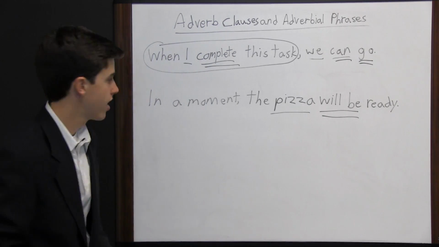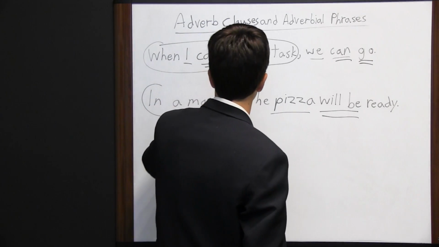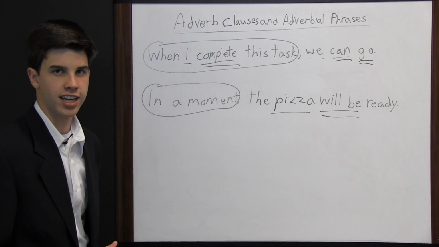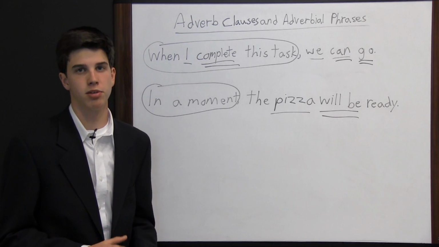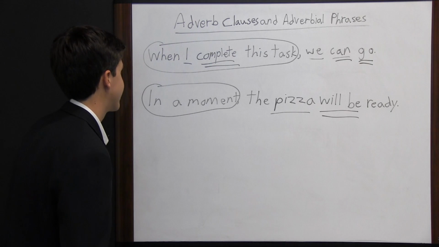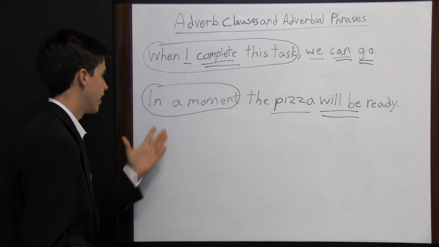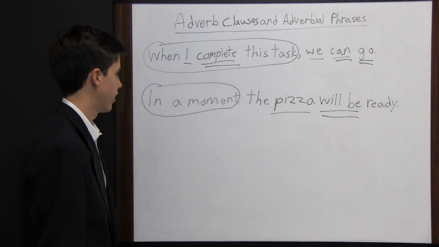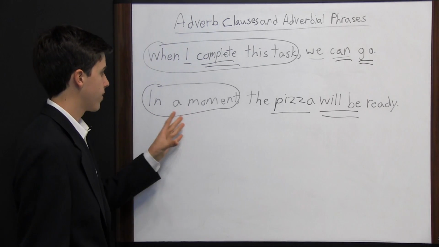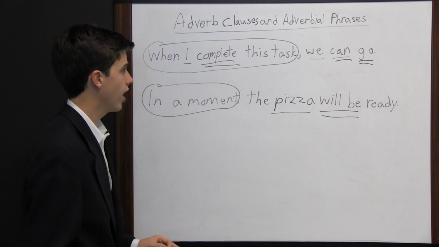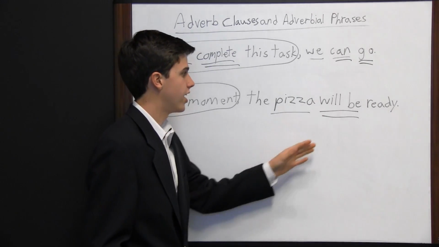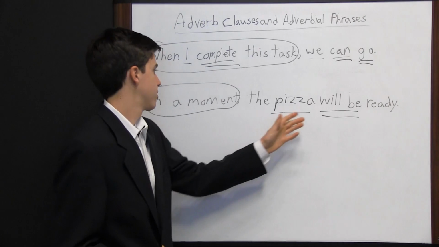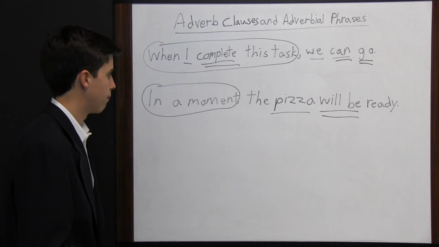Now notice this time, it's called an adverbial phrase instead of an adverb clause. Well, what's the reasoning behind that? The reasoning is a clause contains both a subject and a verb. A phrase does not contain a subject and a verb. And here, there's no subject and there's no verb. So that's why it's called an adverbial phrase. This group of words right here, in a moment, modifies will be. Again, it's answering the question when. When will the pizza be ready? It'll be ready in a moment.